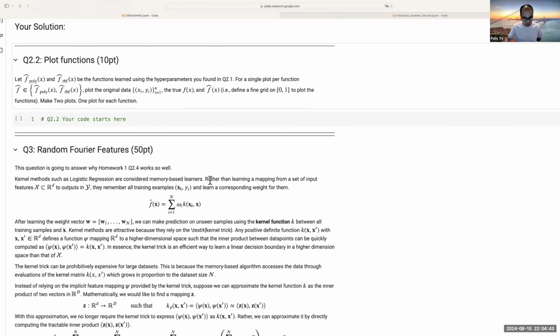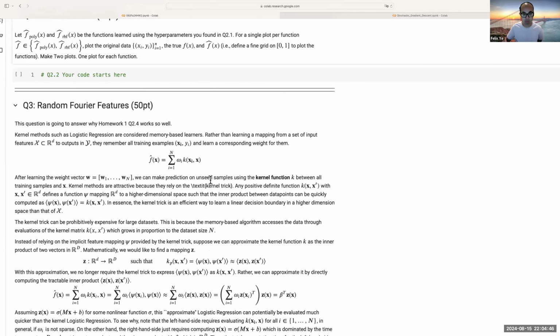Okay, last question. It's a little bit long and a little bit theoretical, but if you follow it one by one, you can have a good understanding of what is going on, and later on you will really appreciate this problem. This problem is going to answer why HW1 question 2.4 works so well. This is very important, it turns out.